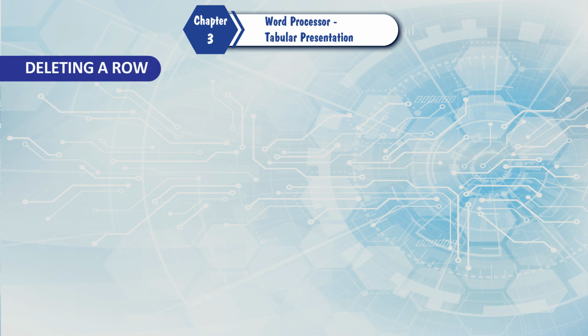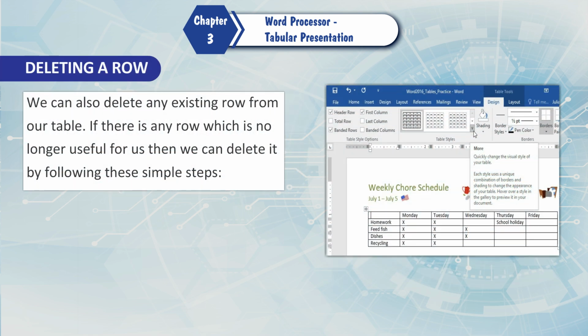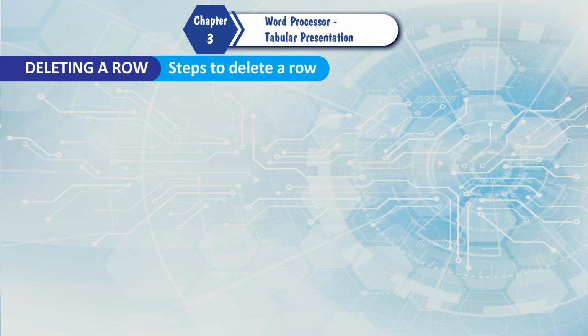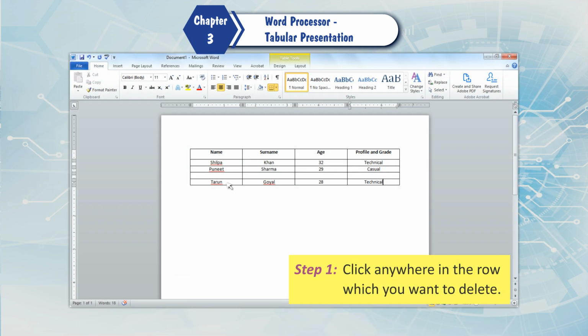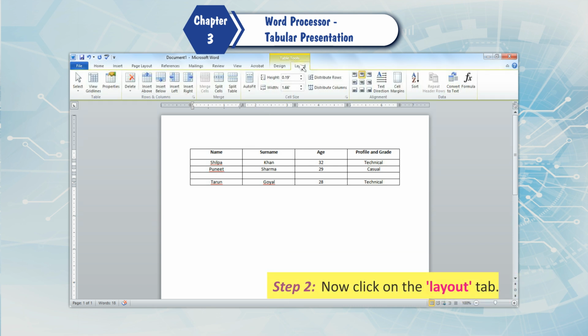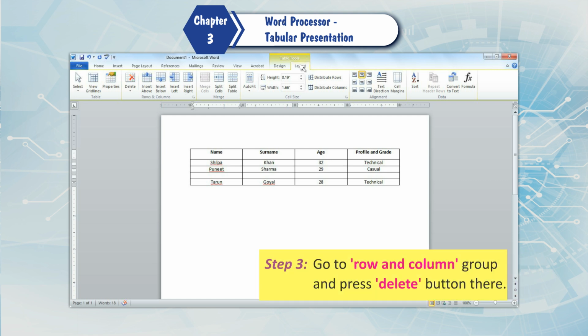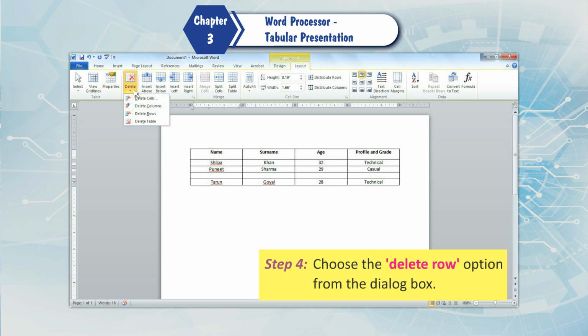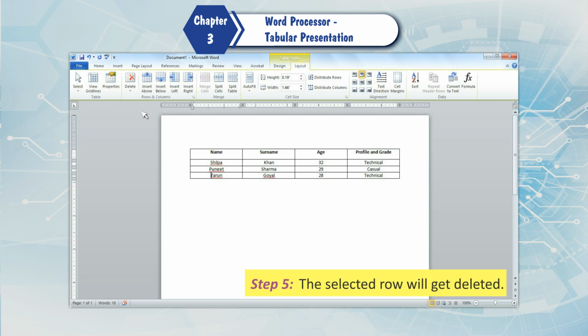Deleting a row. We can also delete an existing row from our table. If there is any row which is no longer useful for us, then we can delete it by following these simple steps. Steps to delete a row. Click anywhere in the row which you want to delete. Now click on the Layout tab. Go to the Rows and Columns group and press the Delete button there. Choose the Delete Rows option from the menu. The selected row will get deleted.